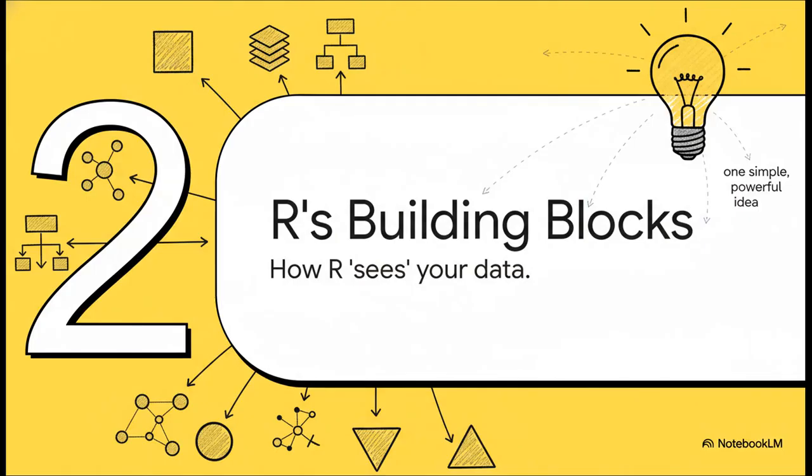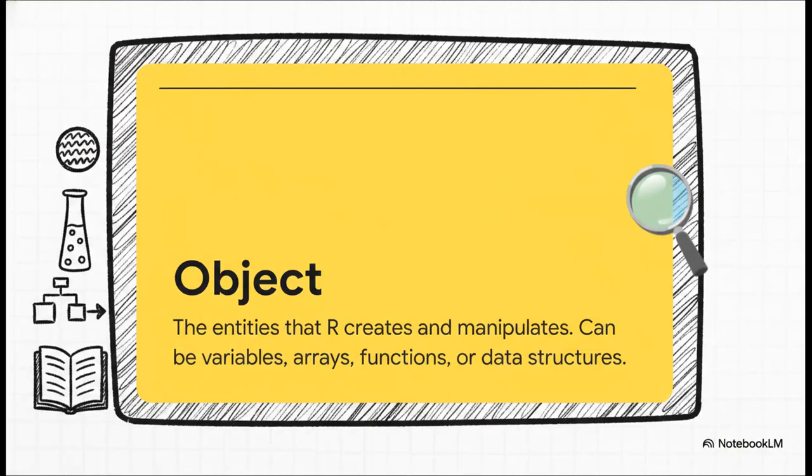So how does this whole environment actually organize your information? Well, it all starts with one simple but incredibly powerful idea. Literally, everything in R is an object. It's just a word for a container that can hold pretty much anything: a single number, a list of names, a whole table of data, or even a function that you've written yourself. This idea is absolutely central to how R works.